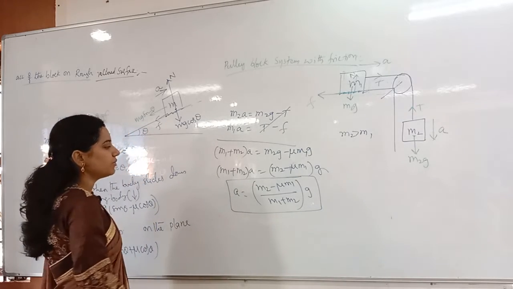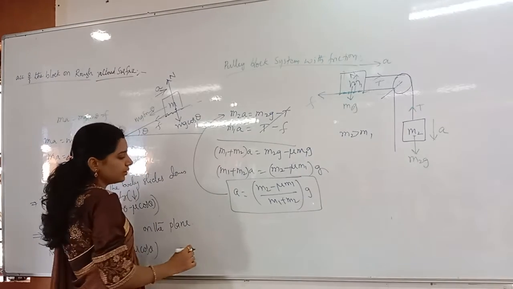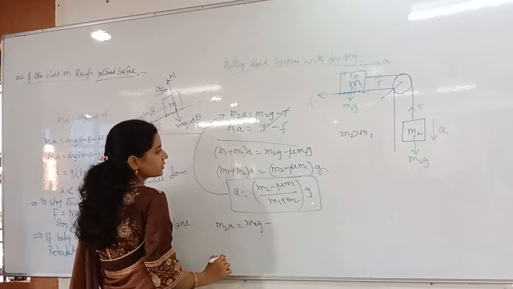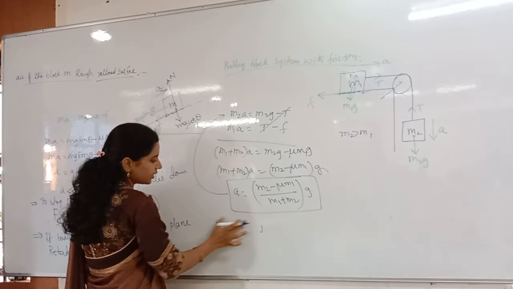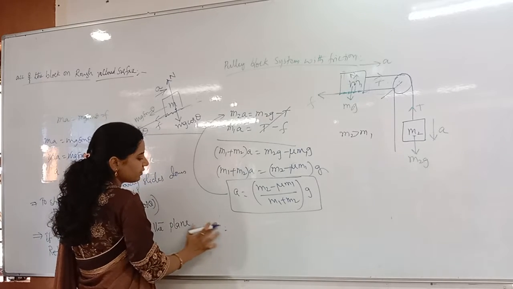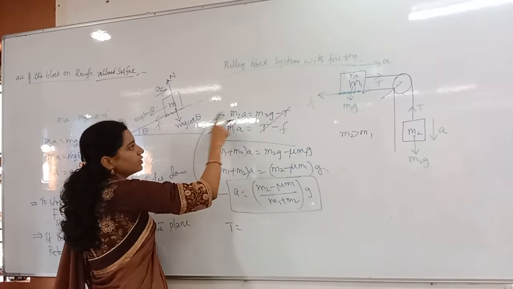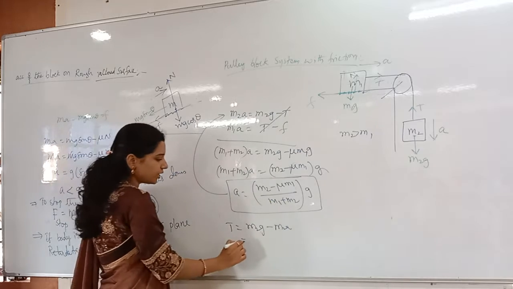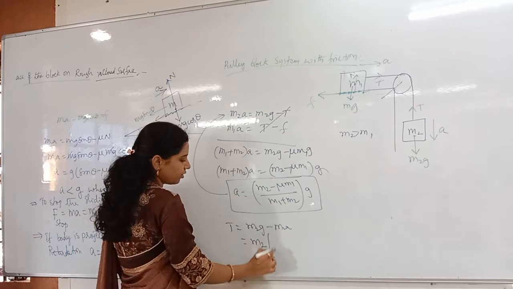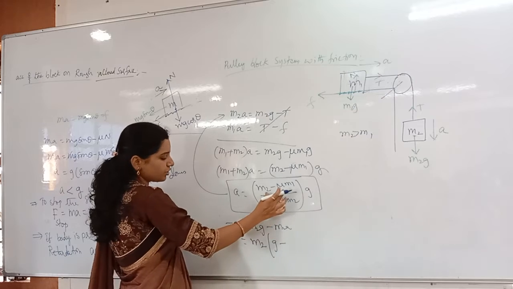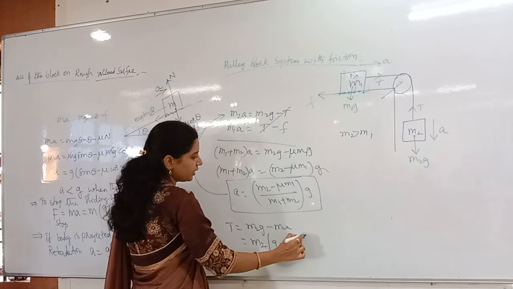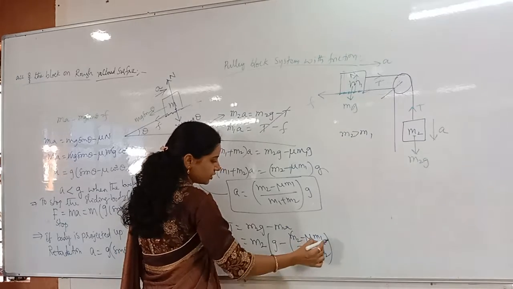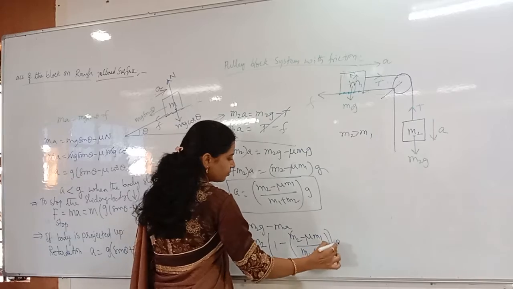Then if you want to get the tension, substitute the acceleration in the first equation. Then what will we get here? m2a is equal to m2g minus tension T, right? So I will write the tension. From the first equation, T is equal to m2g minus m2a. From that, what can I take common? m2 I can take common. g minus a, and a is m2 minus mu m1 by m1 plus m2 into g. I will take g also outside.